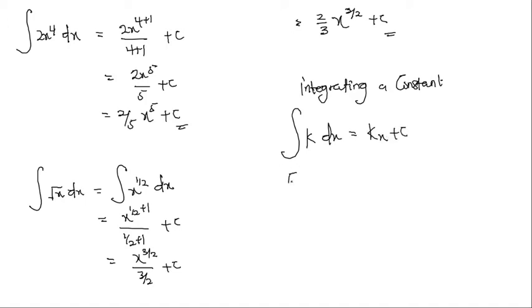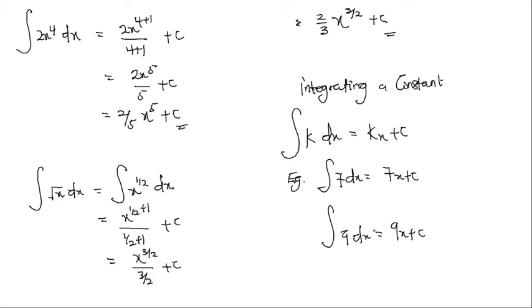So for instance, if we are to integrate 7 dx, it becomes 7x plus c. The same way, if we are to integrate, let's say, 9 dx, because 9 is just a constant, if we integrate it, it becomes 9x, then we add c to it.